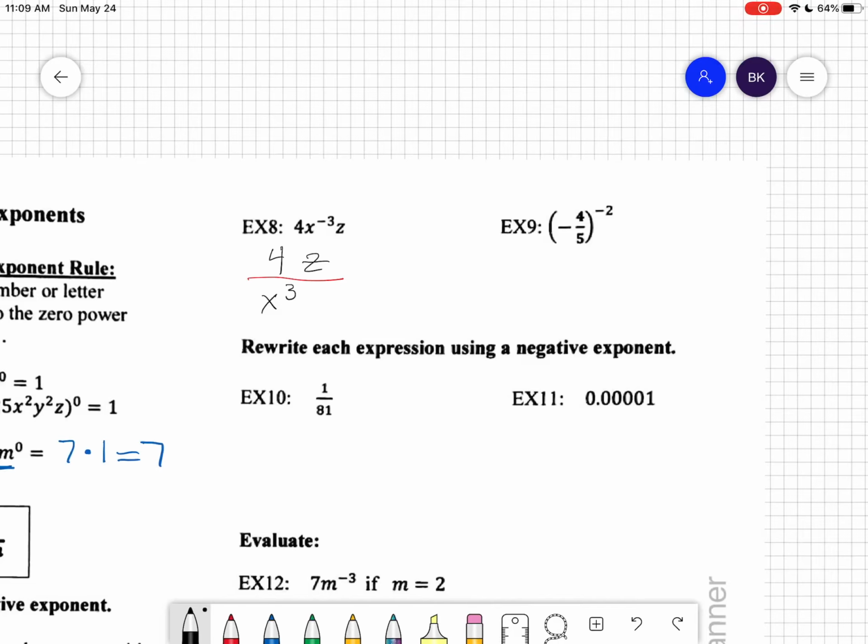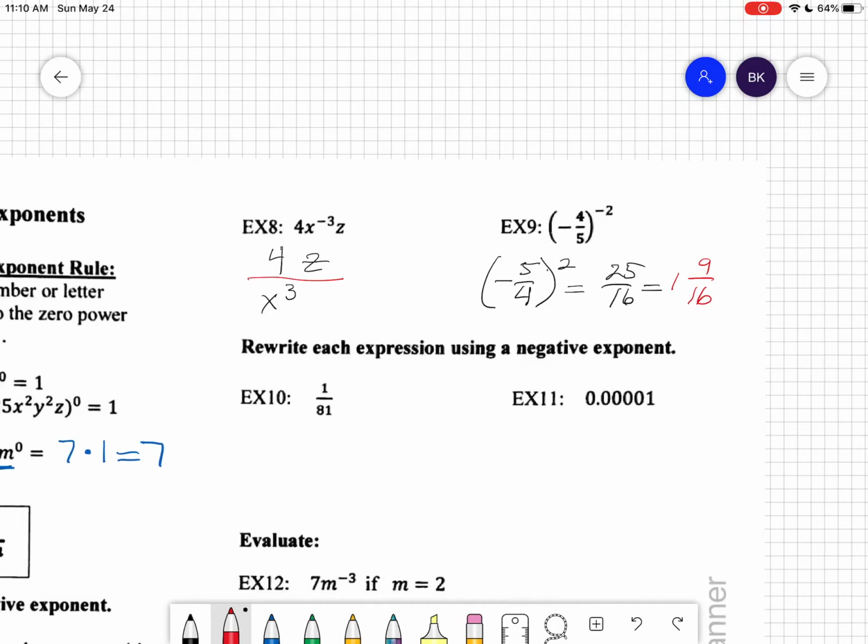Negative 4/5 raised to this negative second power. Right away, I have to take a reciprocal of the base. Ladies and gentlemen, reciprocal, not the opposite. So the negative sign stays. I'm going to take a reciprocal, 5/4, and the exponent will become positive. I'm simply going to multiply. So it's going to be positive 25/16, or 1 and 9/16. Okay?